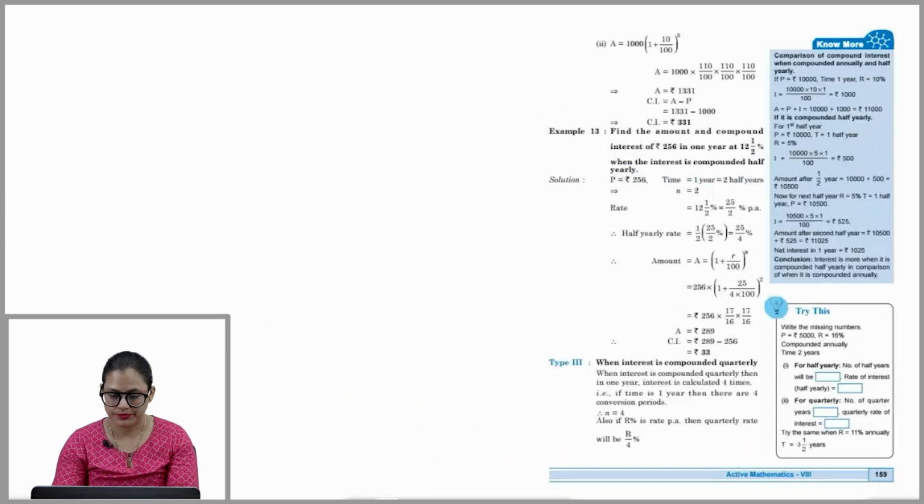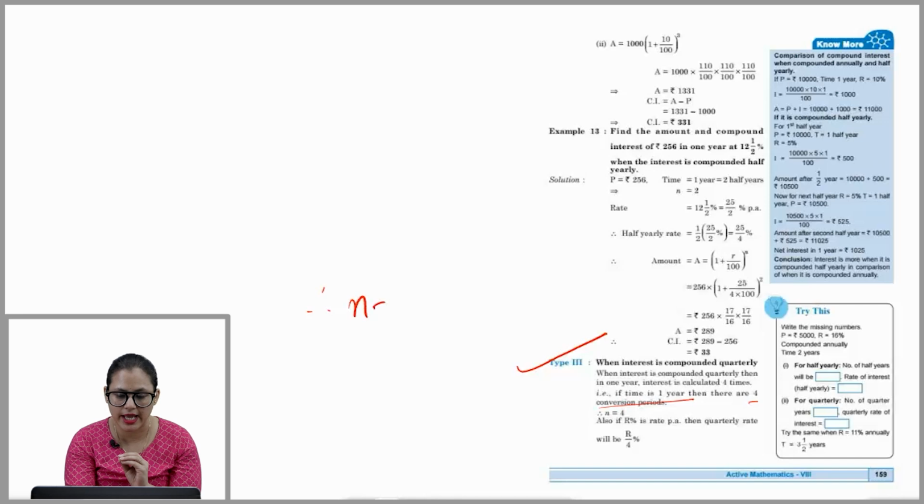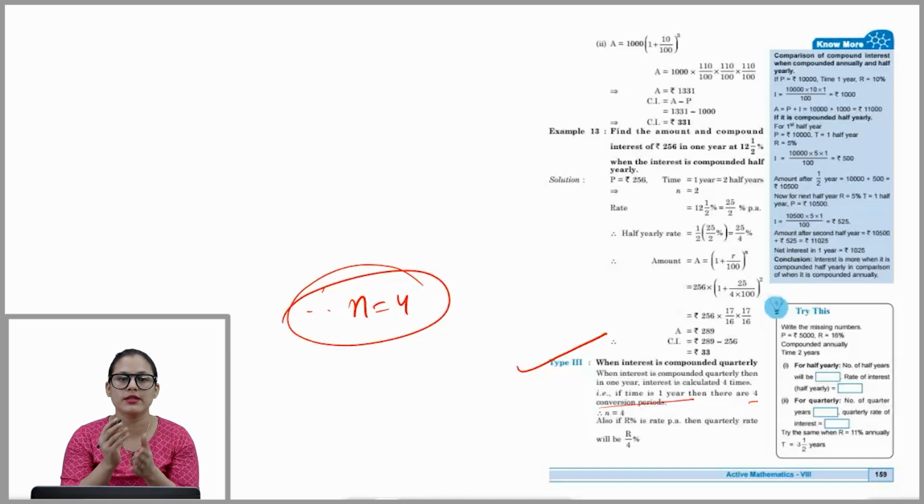Type 3. When interest is compounded quarterly, then in 1 year interest is calculated how many times? 4 times. That is, if time is 1 year, then there are 4 conversion periods. That means this time we will take n is equal to 4 because the interest is being compounded quarterly. Also, if R% is a rate per annum, the quarterly rate will be how much? Obviously, R by 4%, right?